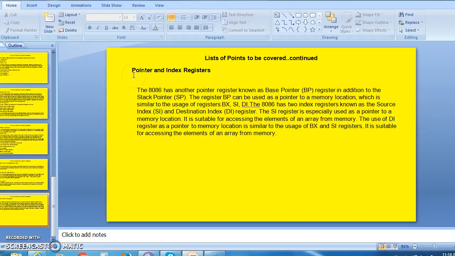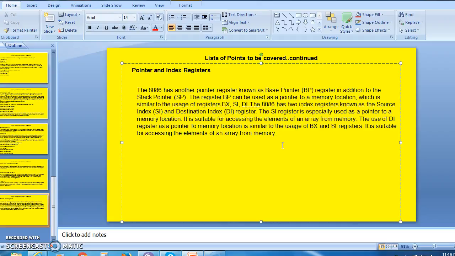Finally, let us see what are the different pointers and index registers available in 8086 microprocessor. There are two main index registers present here, SI and DI. These registers can be used mainly in different addressing modes for address calculations. We have two pointer registers, stack pointer register and then base pointer register.